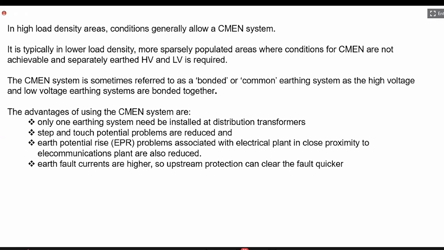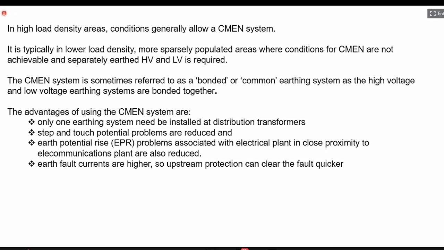In high load density areas, conditions generally allow the common earthing network systems, because high load density areas have many transformers, so that you can use the common system. They have their own advantages. Only one earthing system need be installed at distribution transformers. You don't need two earthing systems, one for the neutral and one for the body and lightning protection system.